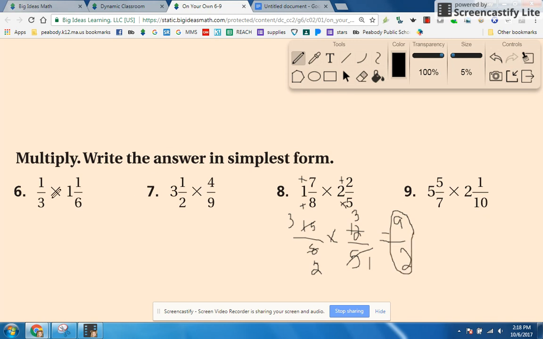So I'm going to have you try these 3. Make sure you make all your mixed numbers improper first. See if you can cross cancel anything, and if you can, you should definitely do that, and then multiply your numerators and your denominators. You can leave your final answer as an improper fraction as long as it's in simplest form. Okay, so you're going to try those three.